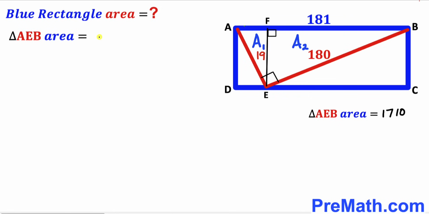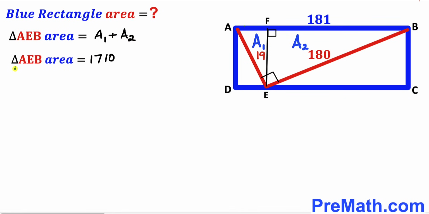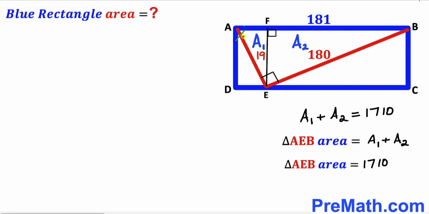So triangle AEB area is going to be A sub 1 plus A sub 2. And we also know that our triangle AEB area is 1710. If we compare these two equations, then we can equate the right-hand sides as well. So we conclude that area A sub 1 plus area A sub 2 is going to be equal to 1710.